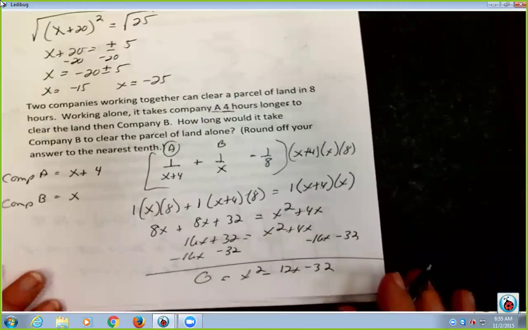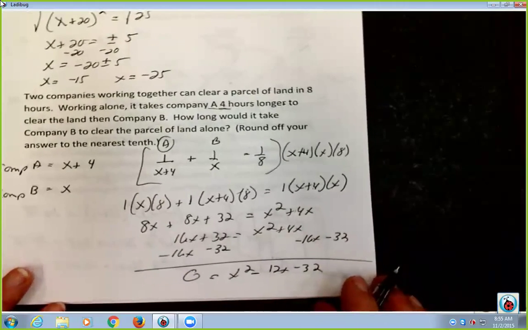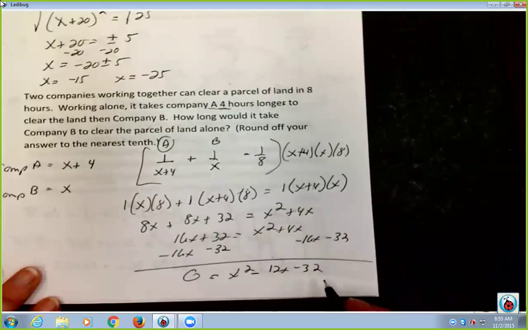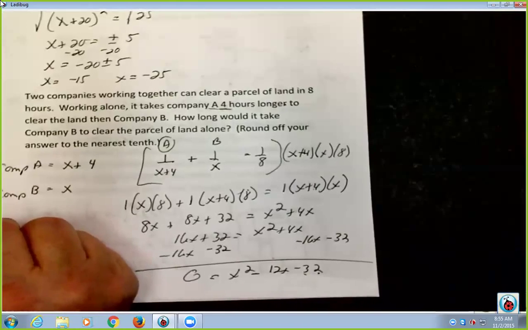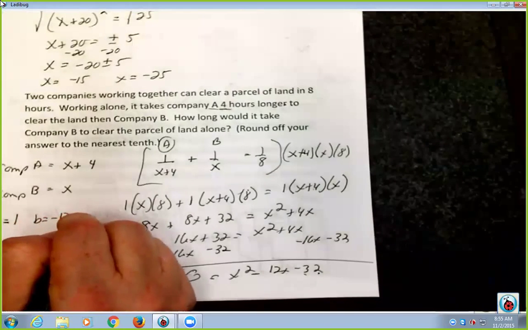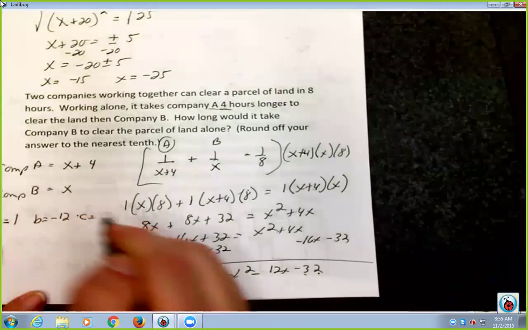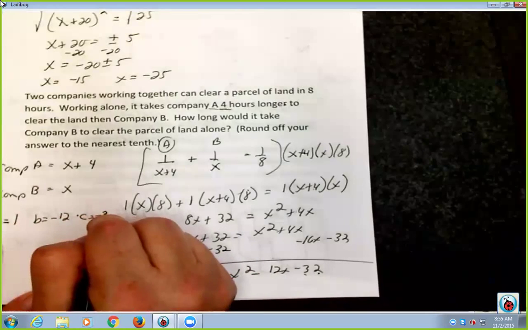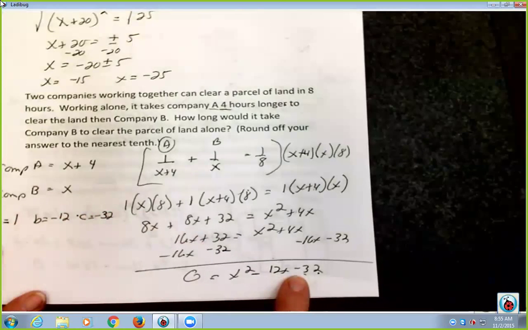And I think this one factors, yes, no, yes, I don't think it does. Negative 32, it doesn't factor. So I need to use my quadratic. A is 1, B is negative 12. What was that? Does it factor? Nope, you gotta watch. The last piece is a negative 32.